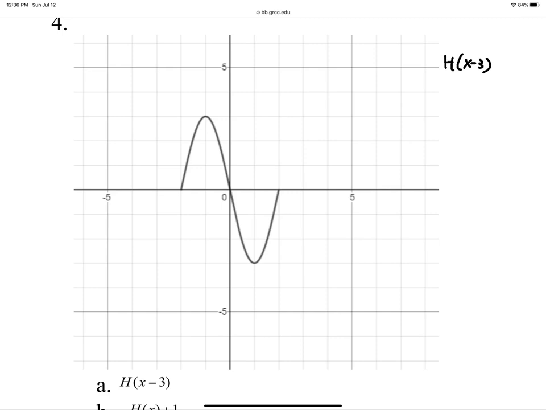So in this case, x minus 3, this is positive. So we're moving 3 to the right. So that means this point now goes to, I'm going to just use the major points here. Every point gets to move 3 to the right. So 1, 2, 3. 1, 2, 3. 1, 2, 3. 1, 2, 3.